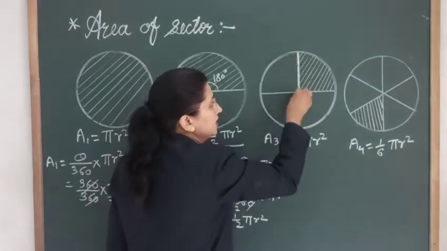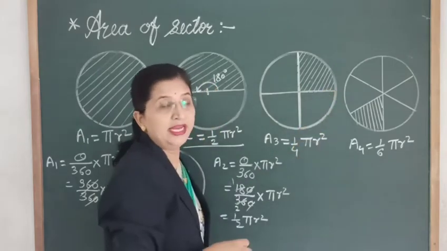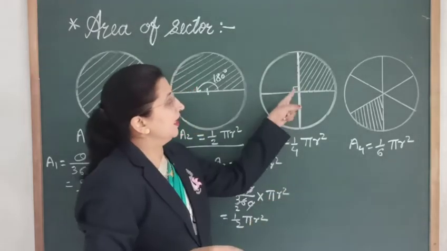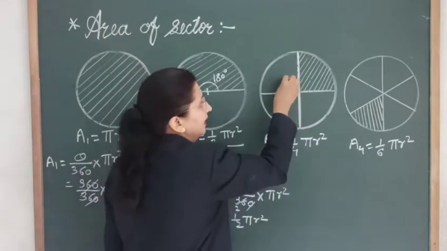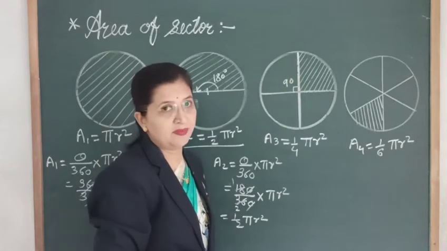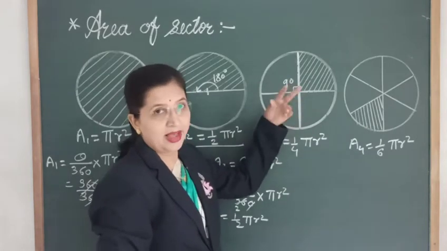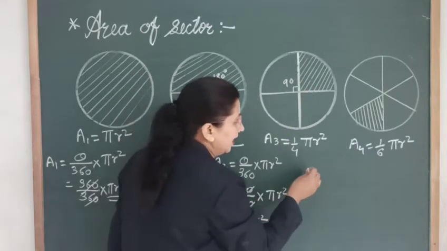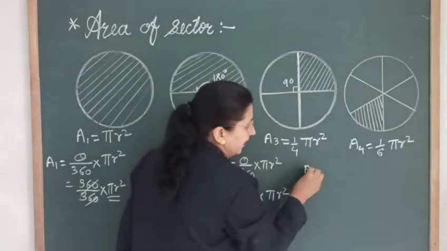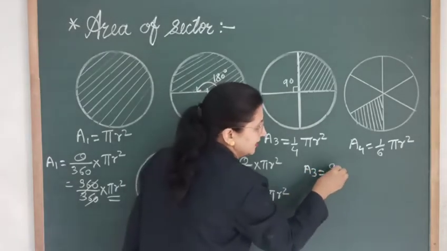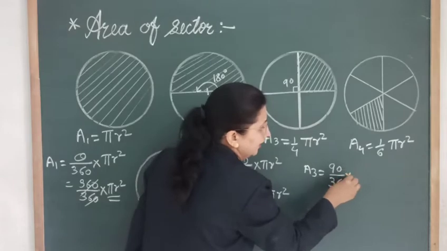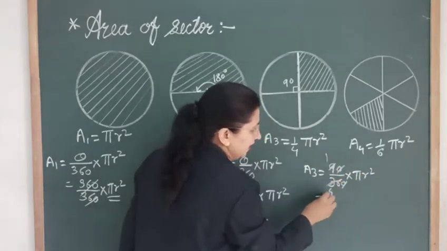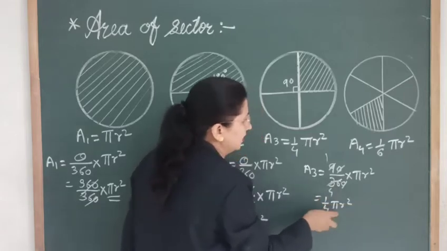Now to get the area of this quarter part of a circle, the whole circle gets divided in 4 equal parts. It means that the measure of each central angle is 90 degree, as it is 360 divided by 4. So theta is 90 upon 360 into pi r square. That is 9 ones are 9, 9 fours are 36, so we get 1 upon 4 pi r square.